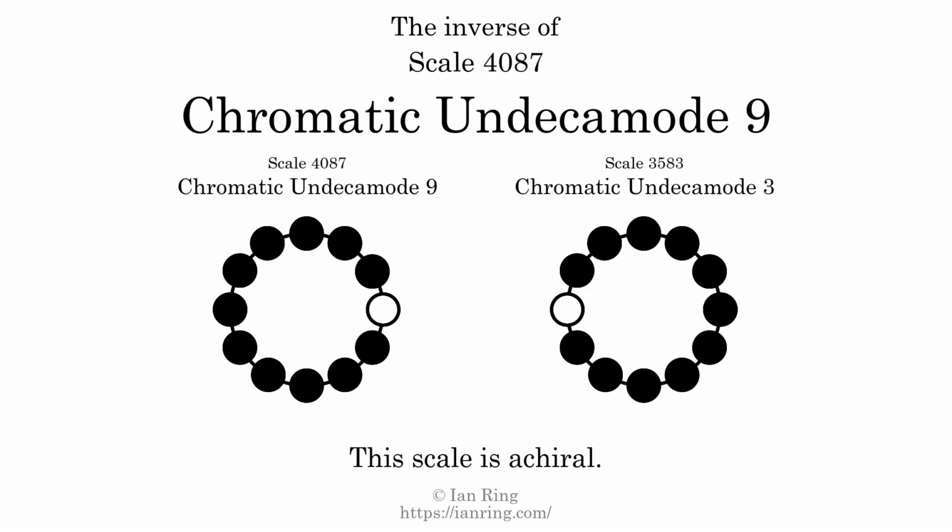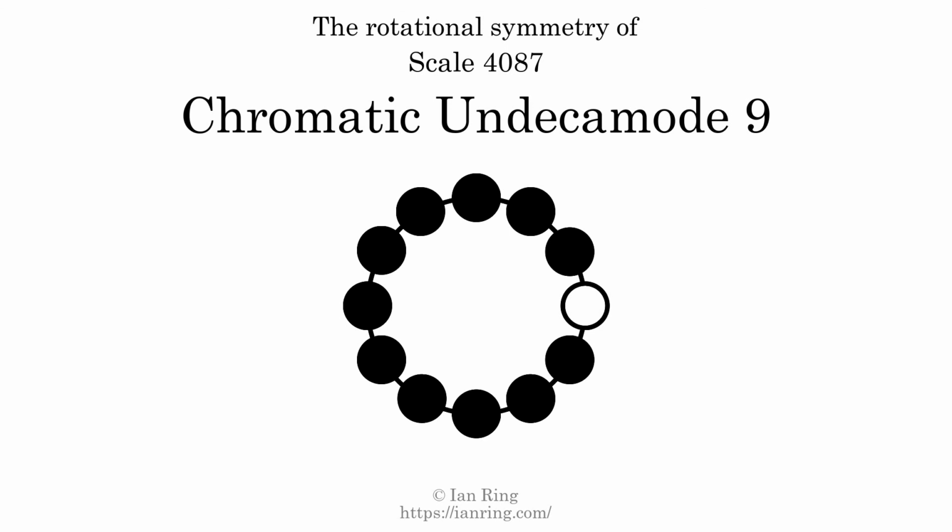The inverse of a scale is a mirror image. It is what you get when the sequence of intervals is reversed. The inverse of this scale is scale 3583, also known as chromatic undecamode 3. This scale is achiral, since it can transform into its own reflection by a rotational transformation. This scale has no rotational symmetry.